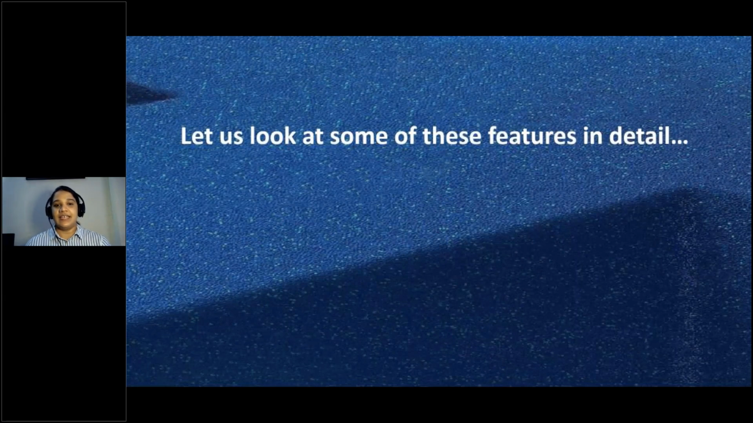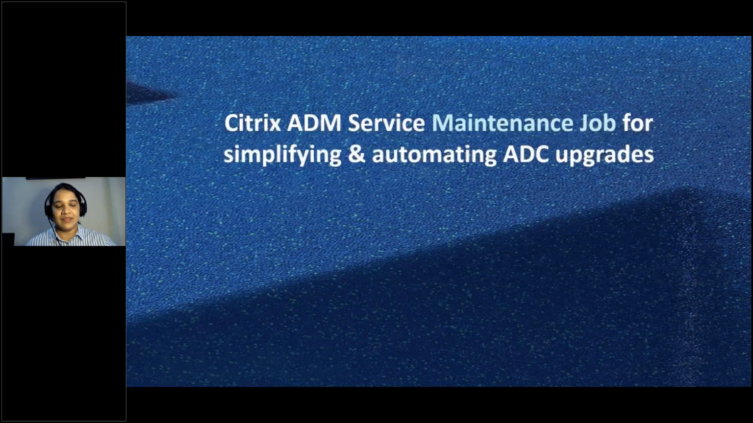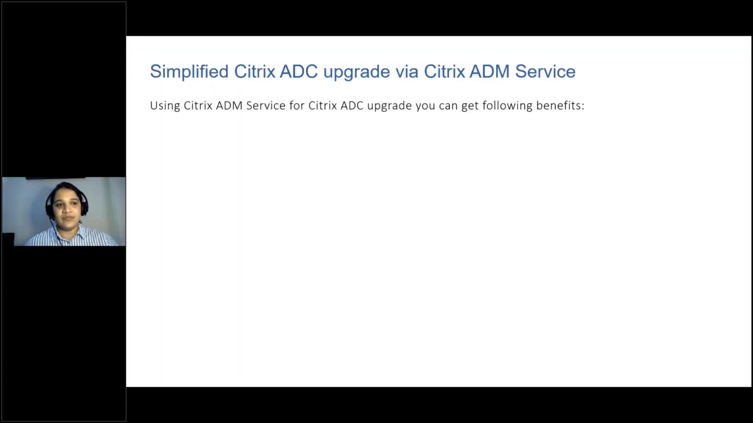So with that, let's take a deep dive at some of the features and look at how they function. Starting with Citrix ADM service maintenance jobs for simplifying and automating ADC upgrades. So ADM service completely helps you simplify Citrix ADC upgrade, which is a task which every network admin does in the course of managing the ADC lifecycle. You have to upgrade for reasons like availing new features, getting bug fixes, or if the ADC has reached end of maintenance, end of life, etc.